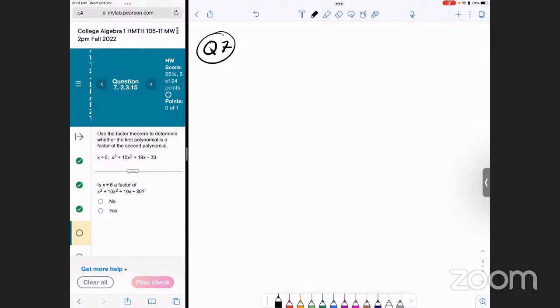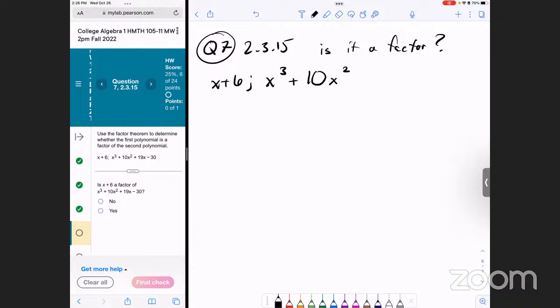This comes from section 2.3, question 15. We're going to say, is it a factor? Question mark. We got this x plus 6 divided into x cubed plus 10x squared plus 19x minus 30. So if it's a factor, when we do synthetic division, the remainder should be 0.